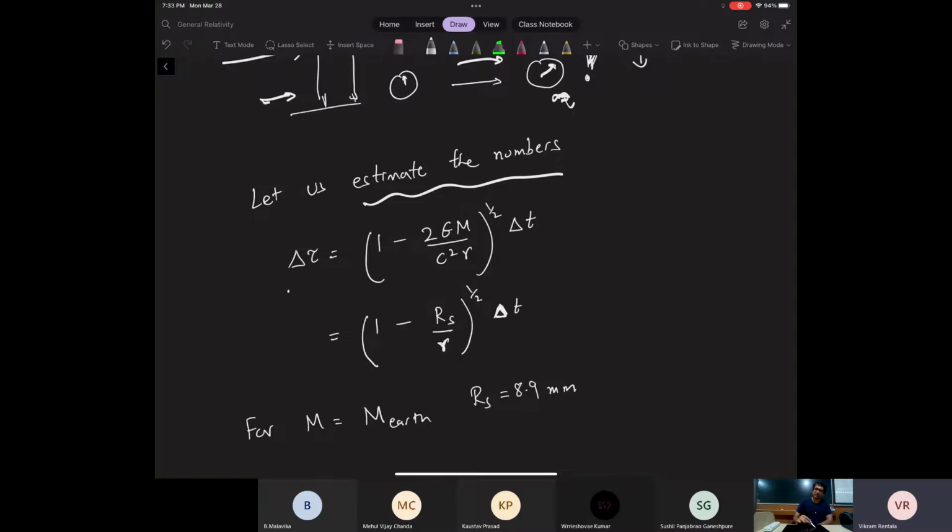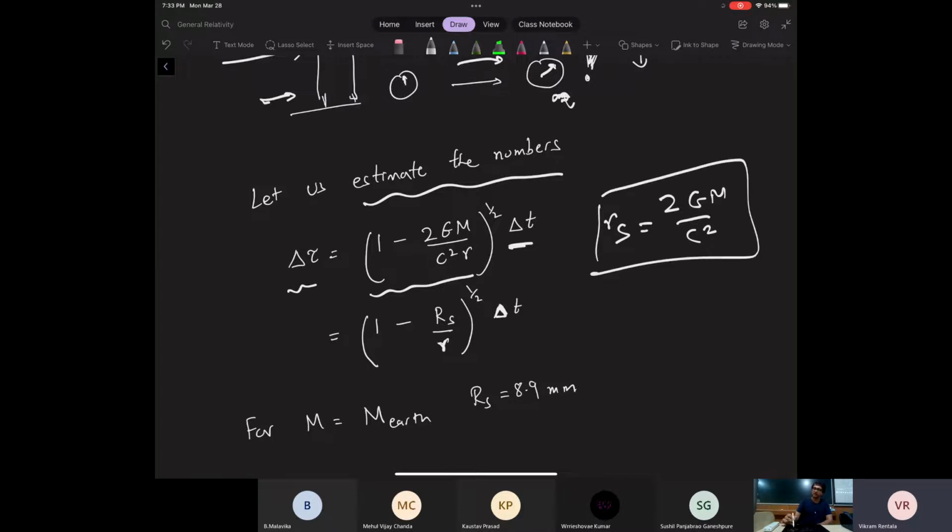So delta tau is (1 minus 2GM over c squared r) to the half times delta t. And this 2GM over c squared, I told you we can define a quantity called the Schwarzschild radius, which is 2GM over c squared. For something with the mass of the Earth, that radius is about 8.9 millimeters. I said 3 millimeters last time, but the mass of the Earth is a little bit larger, so it's actually about 9 millimeters.